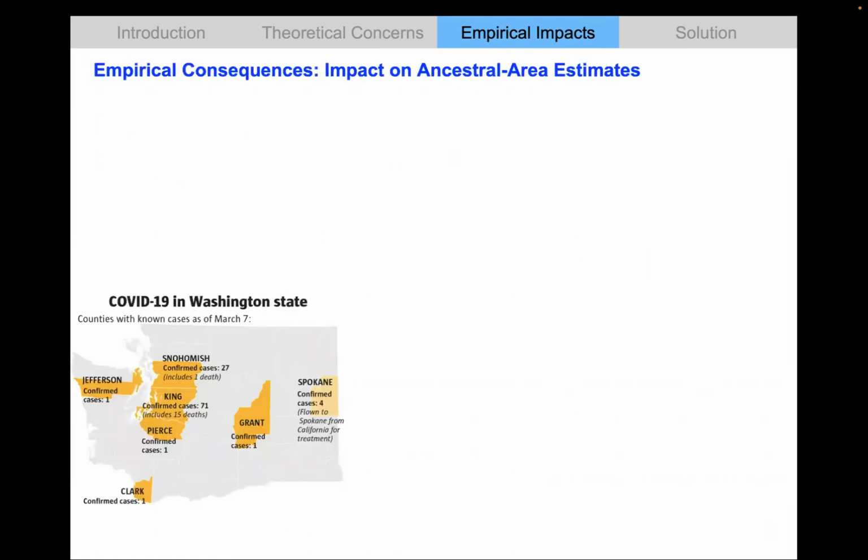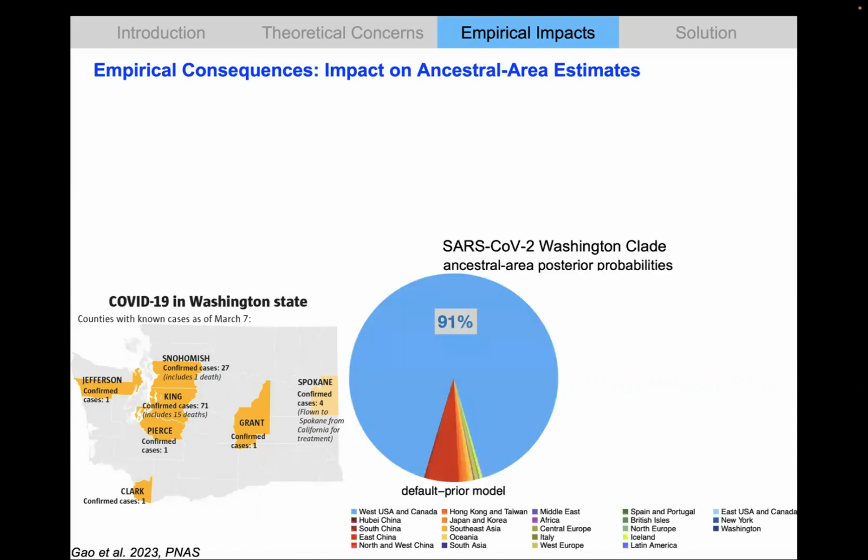First, let's look at the impact on ancestral area estimates. When the first community COVID-19 transmission was detected in the United States, there were two competing narratives. Either it was seeded by someone from California or British Columbia to Washington, or it was seeded directly by a traveler who flew from China. This question can be addressed by estimating the ancestral areas of the sequences in the Washington clade. Here's the result. The size of each slice in the pie chart indicates the posterior probability of a given area to be the source of the epidemic.